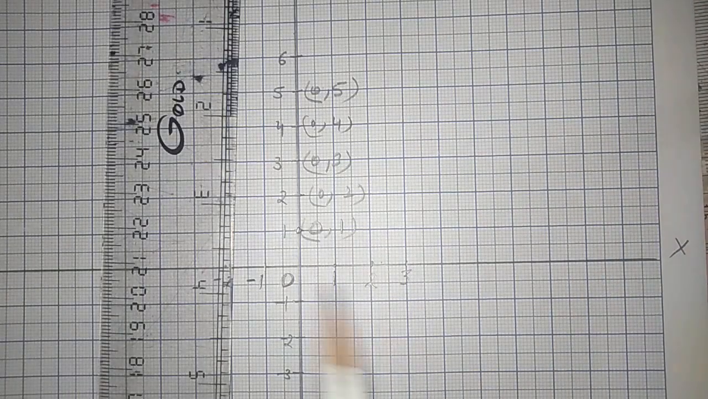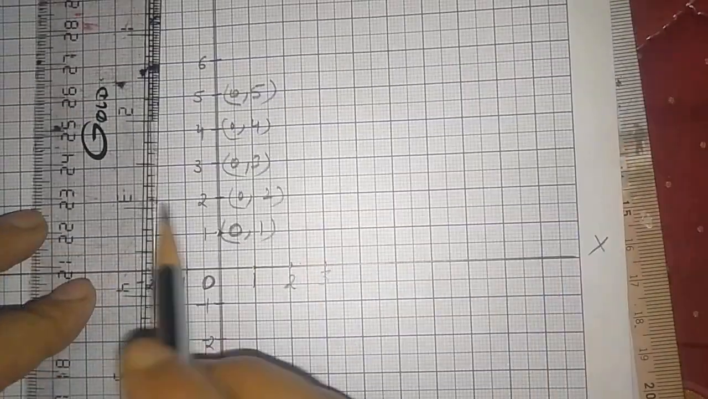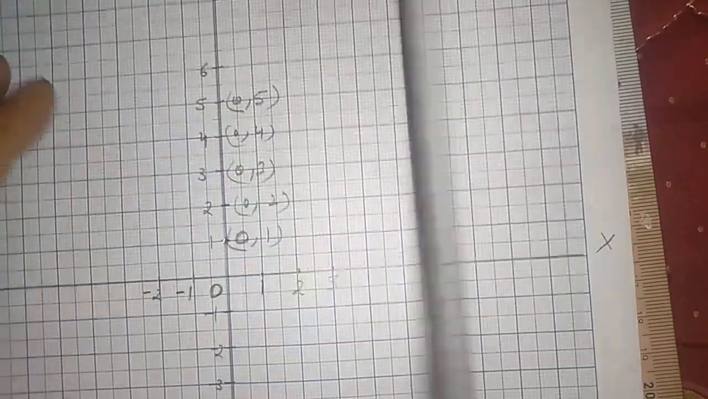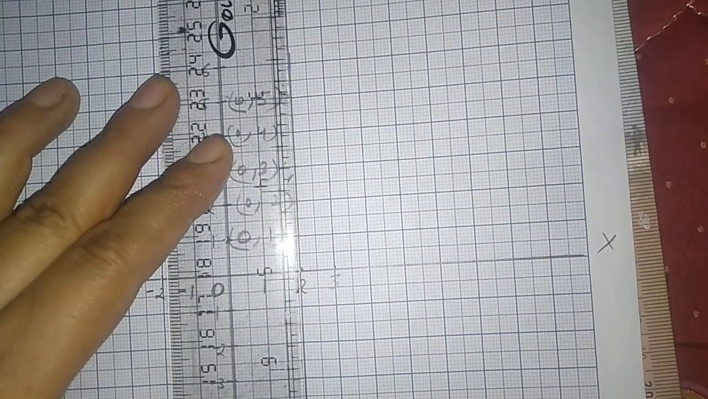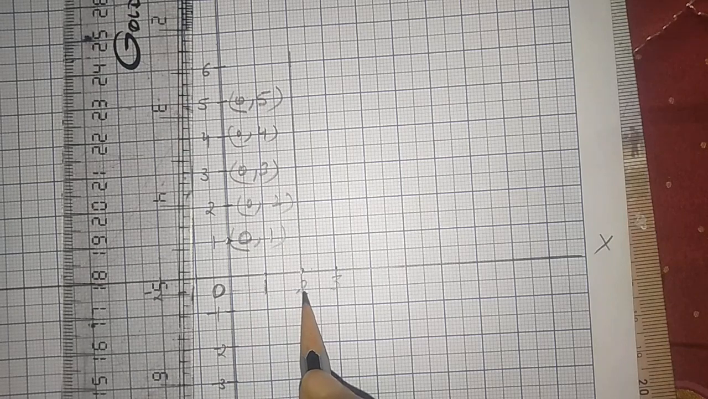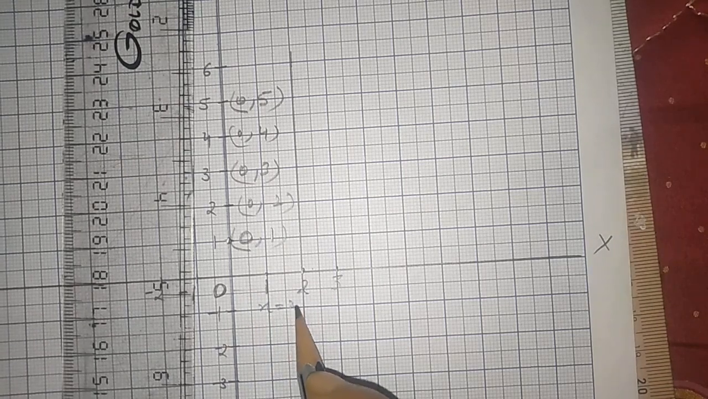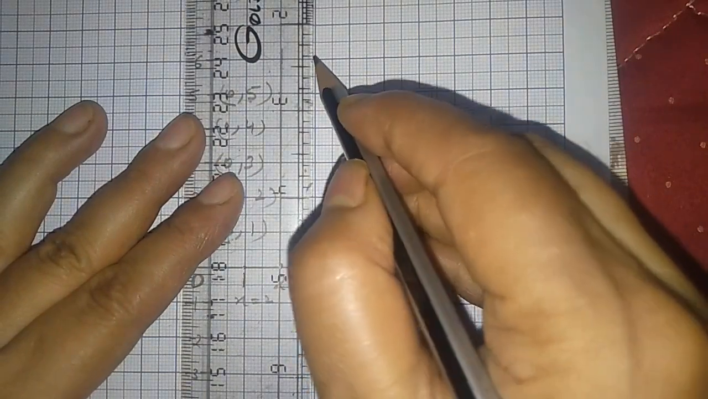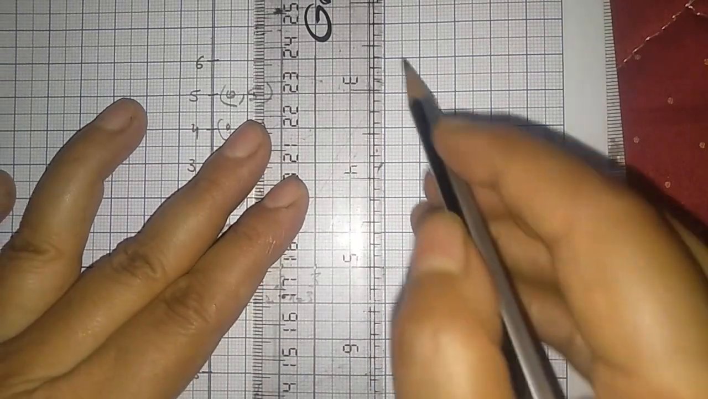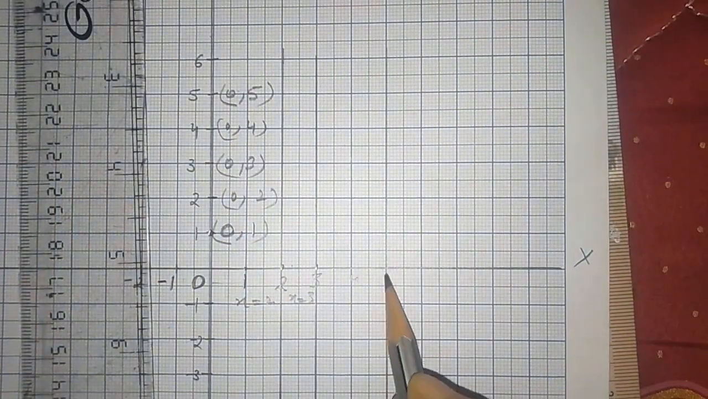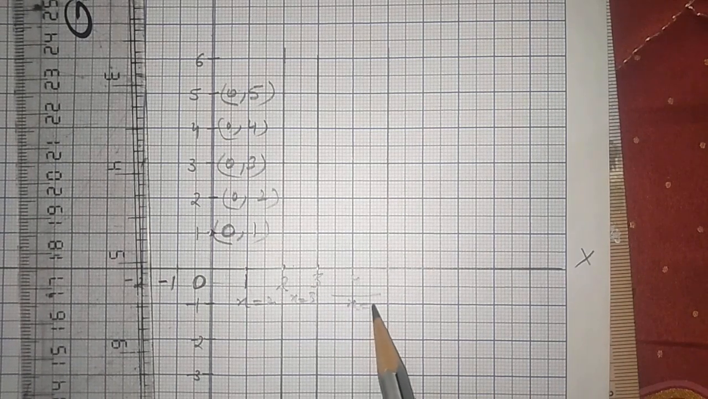Now suppose we draw one line like this, parallel to the y-axis. We are finding the equation of a line parallel to the y-axis. Here the distance is 2, so x equals 2. Then the next one is 3, so x equals 3. Next we have 5, so x equals 5.